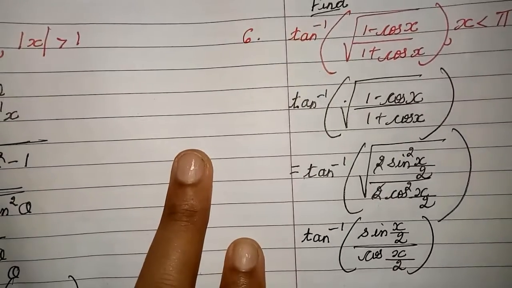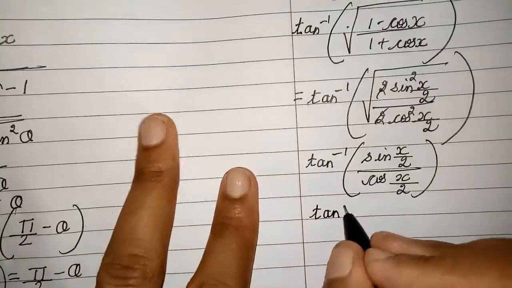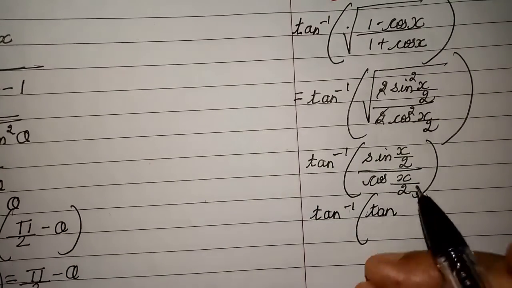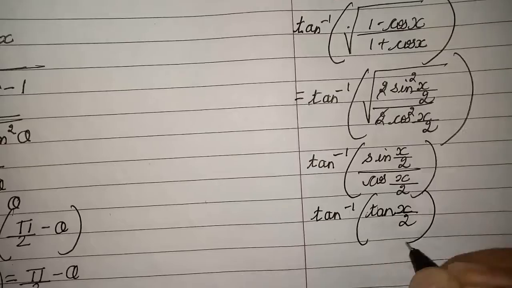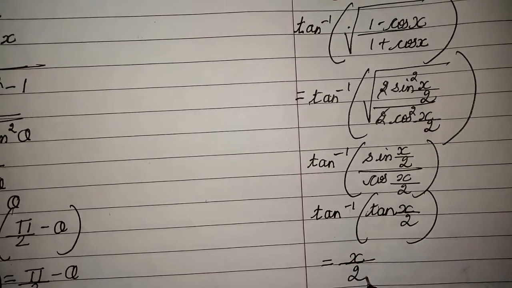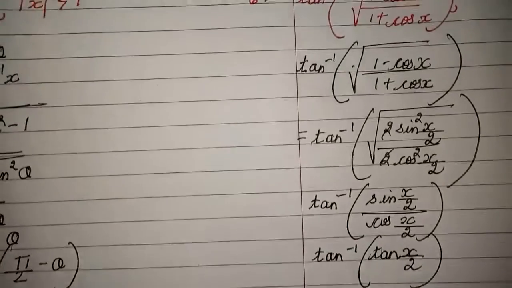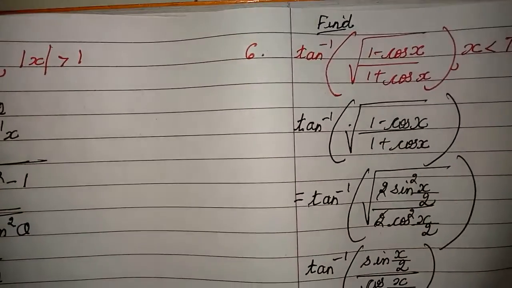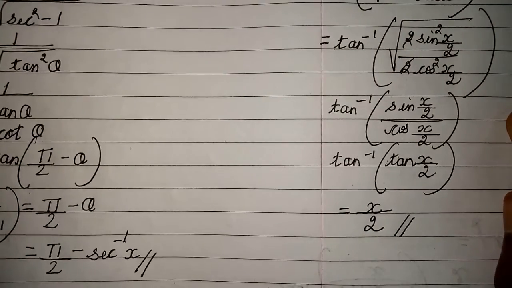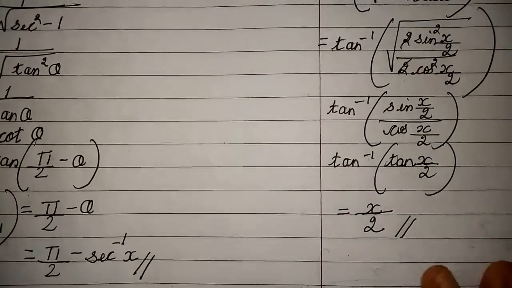Now it is of the same angle, so I can write it as tan inverse of tan of x by 2. Again, tan and tan inverse cancel, so the answer is x by 2. So this is the simplification of this problem.